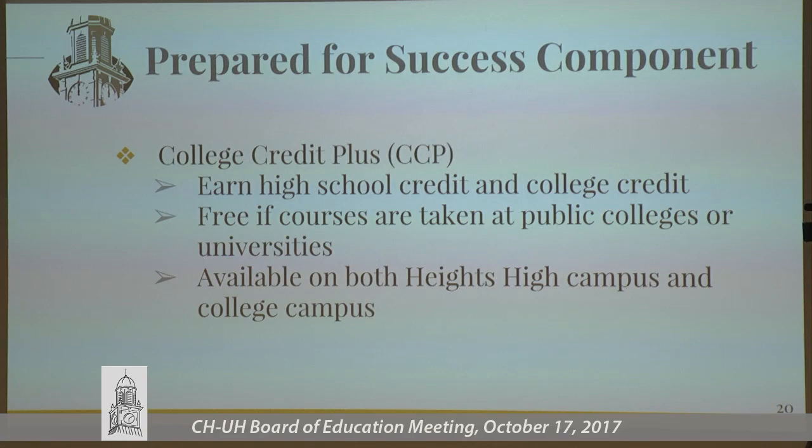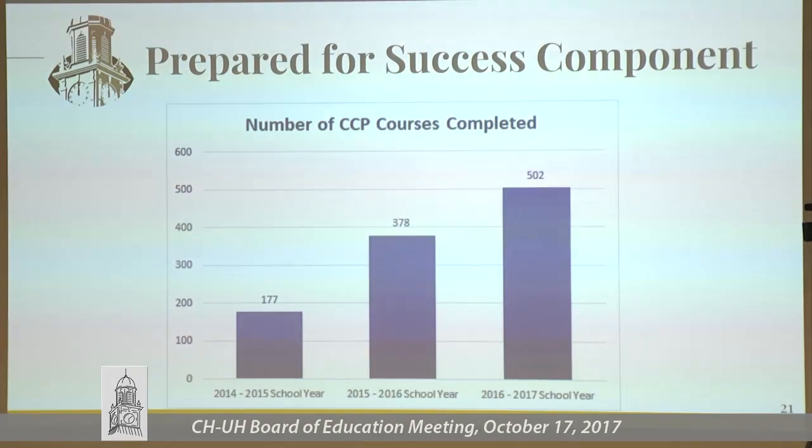But connecting right to what Mr. Silverman is saying, so we have advanced placement tests, which are one way for students and families to reduce college credit or college costs. College Credit Plus is another means to do that. And this is where students have the opportunity to earn both high school credit and college credit for courses that they're taking. They can do that either on our campus, right here at Heights High with our teachers, or they can actually go to the college campus and take classes there. And they are free of charge to the students.